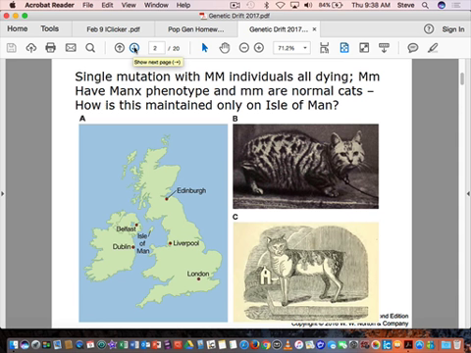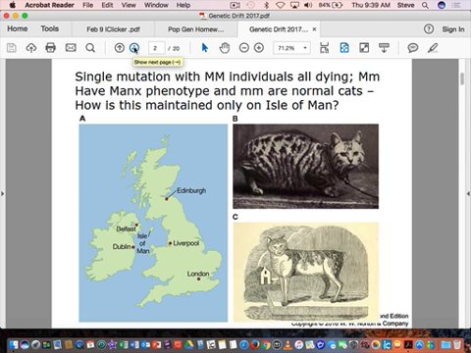I suspect what's going on is, I think people on the island, guess what? I think they like those cats. Anyway, I think there's some sort of selective breeding going on, but I don't know all the details.